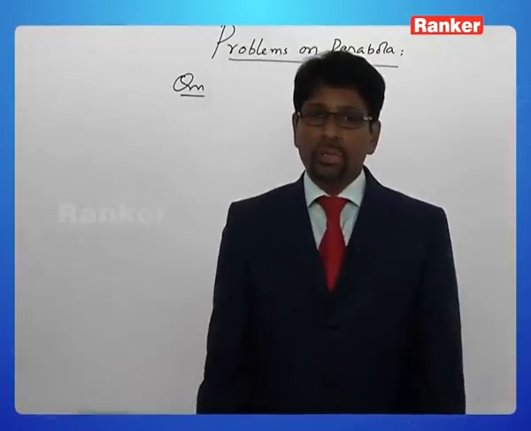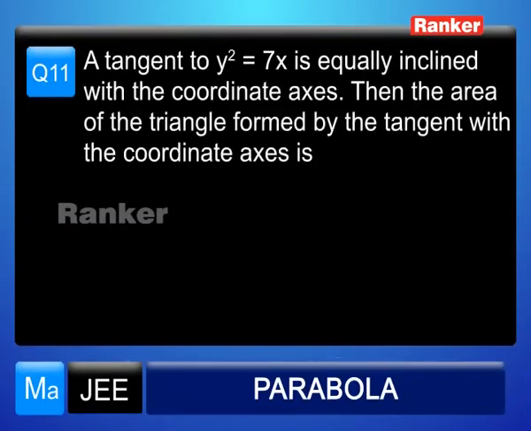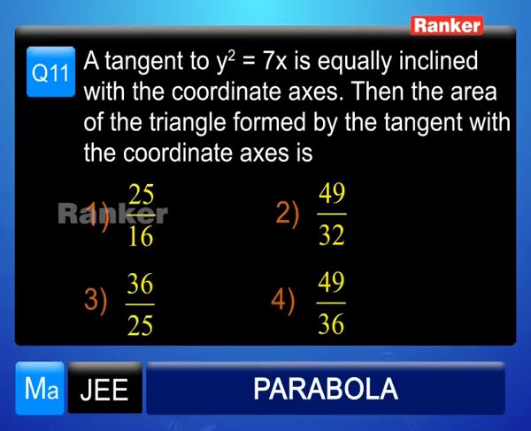Let's move to the next question. Question number 11. A tangent to y^2 = 7x is equally inclined to the coordinate axis. Then the area of the triangle formed by the tangent with the coordinate axis is, first option 25/16, second option 49/32, third option 36/25, fourth option 49/36.